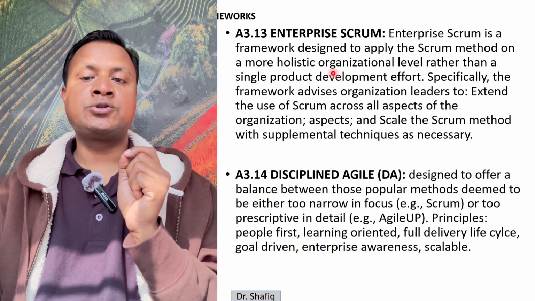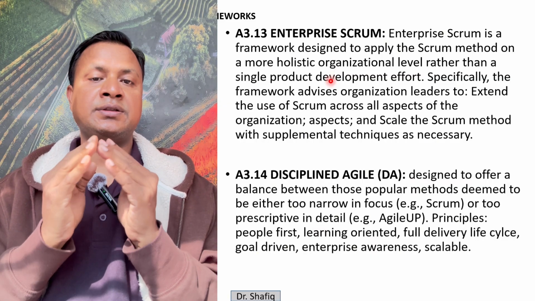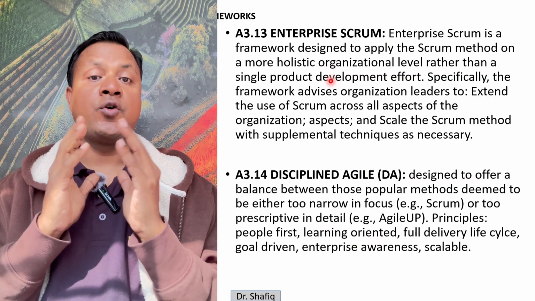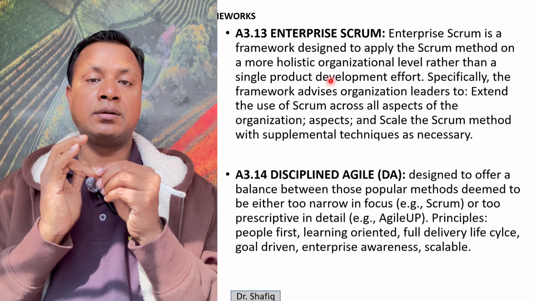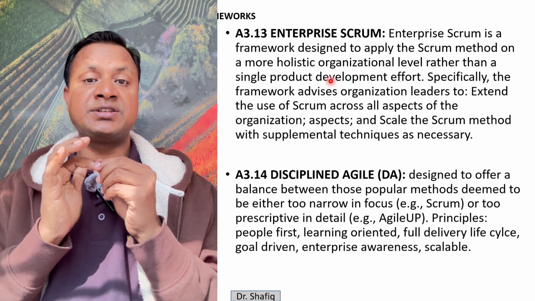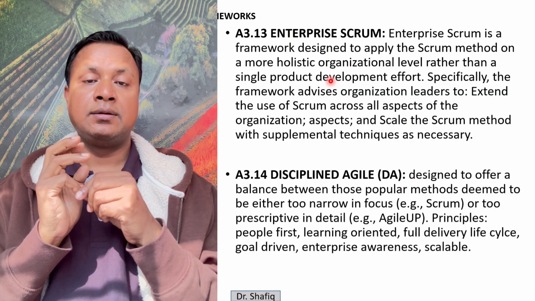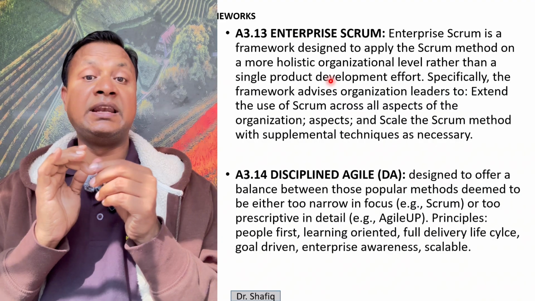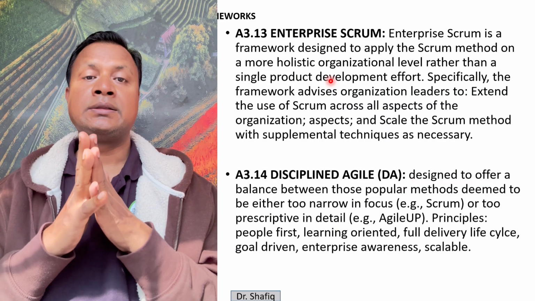So I will be stopping here. These 14 Agile common practices are discussed in this video. There are 14. Can you remember them? Scrum, Kanban, XP, Crystal, Enterprise Scrum, Disciplined Agile, Scrum of Scrums, LeSS large scale Scrum, and more. So all these are discussed here. Thank you so much.